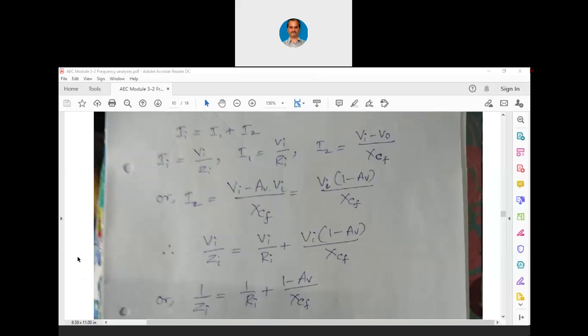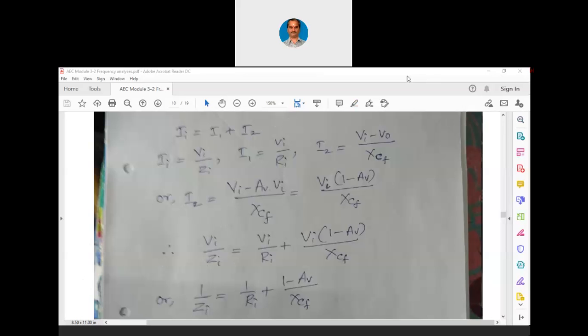Now I2 is Vi minus AV into Vi, because V0 is nothing but voltage gain into Vi. Vi minus AV into Vi divided by XCF, that is nothing but Vi into 1 minus AV divided by XCF. So now Vi by Zi is nothing but Vi by Ri plus Vi into 1 minus AV divided by XCF. What is this Vi by Zi? That is this II equals I1 plus I2.